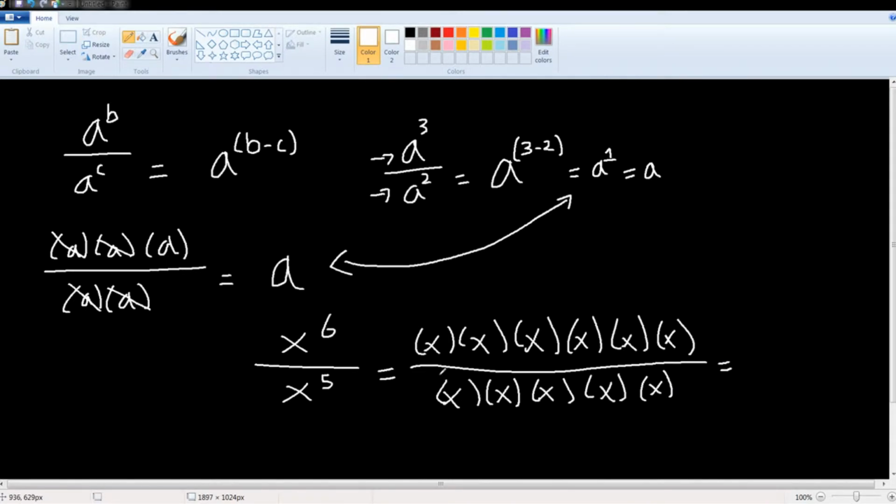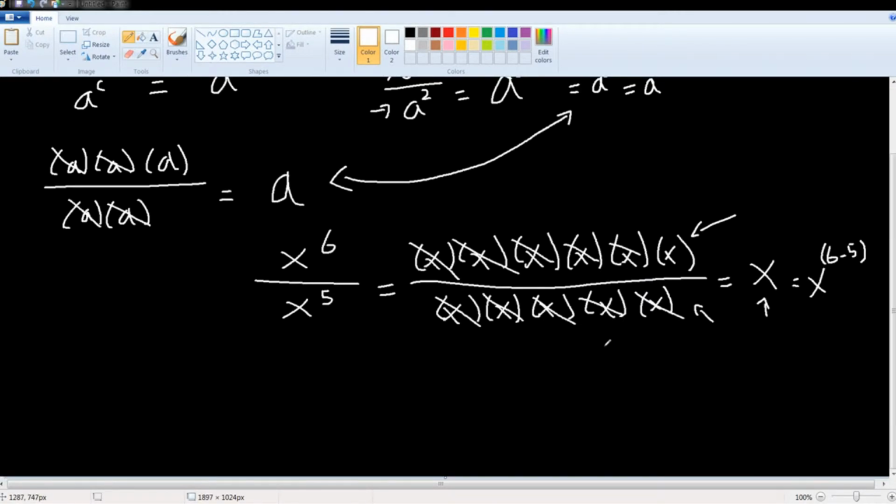Same process as before. We see that some of these x's cancel out. So let's take one at a time. Cancel, cancel, cancel, cancel, cancel, and we're just left with x. So according to the rule, without expanding these terms out, we can just say x to the 6th divided by x to the 5th is the same thing as x to the 6 minus 5, which is just equal to x, which is the correct answer.